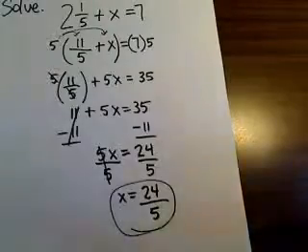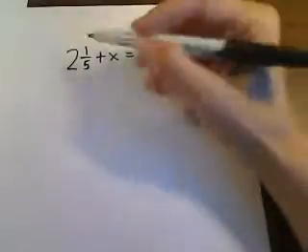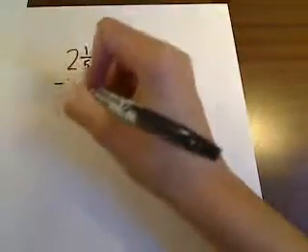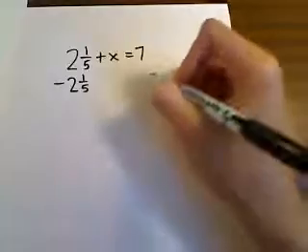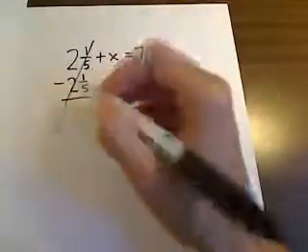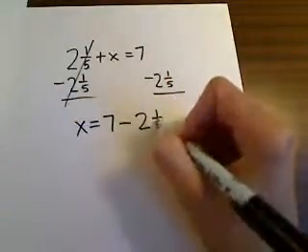No, it's fine. Okay, so the other way to do this problem is to simply subtract the 2 1/5, and then we're going to get a common denominator over here. So to isolate the x, we're going to subtract 2 1/5 from both sides. So we have x is equal to 7 minus 2 1/5.